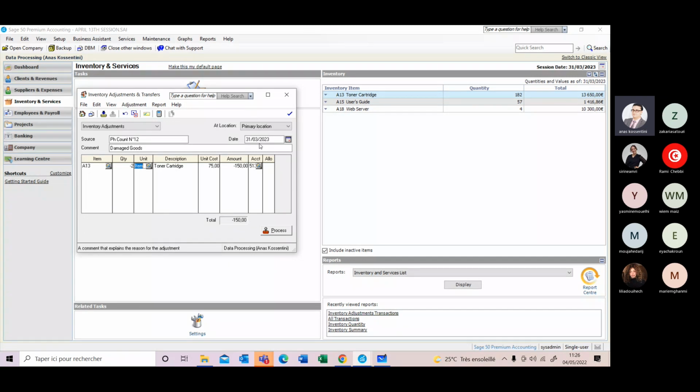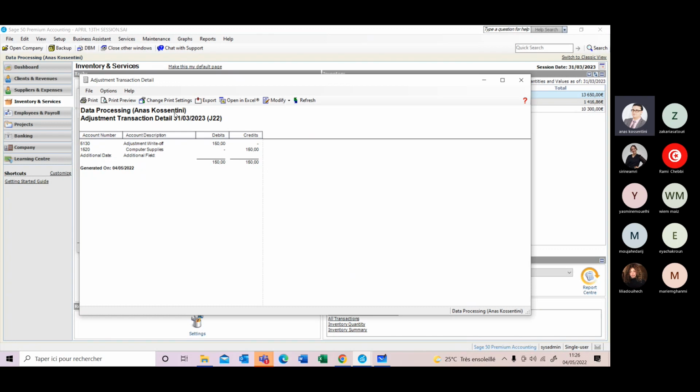You can, as usual, guys, check the transaction details. You check the journal entry. You go to report, display adjustment transaction. Guys, look at the accounts that are used here. What is debited? It's an expense account. It's adjustment write-off. Adjustment write-off. It's the account that we use to say that we lost something on the inventory, right? And we credit what? Computer supplies.